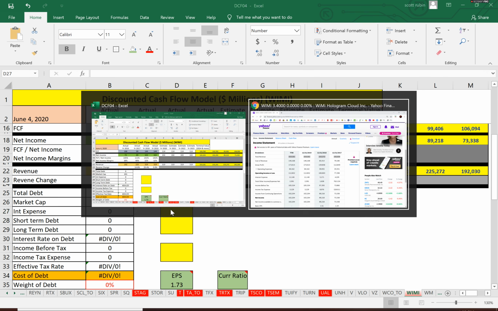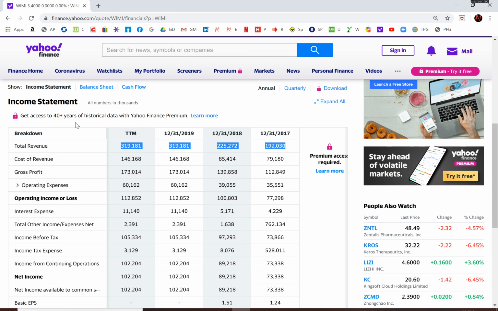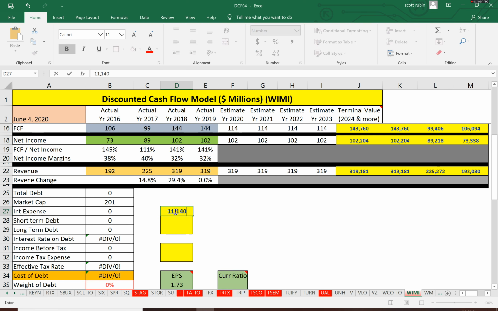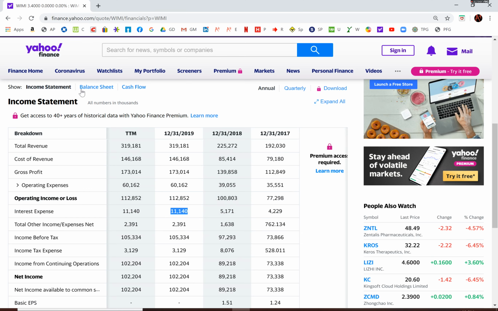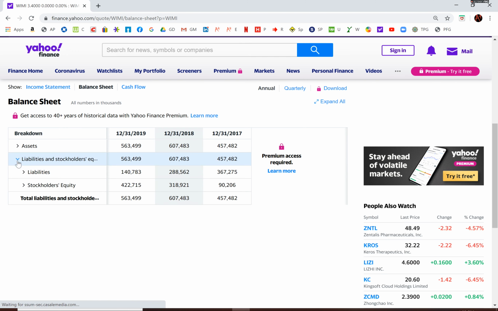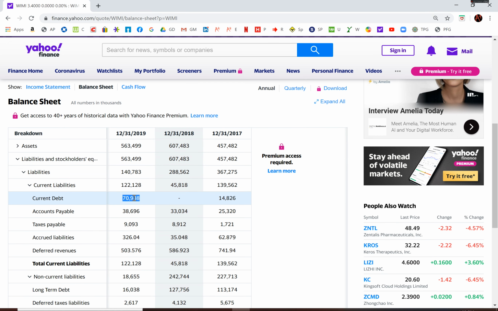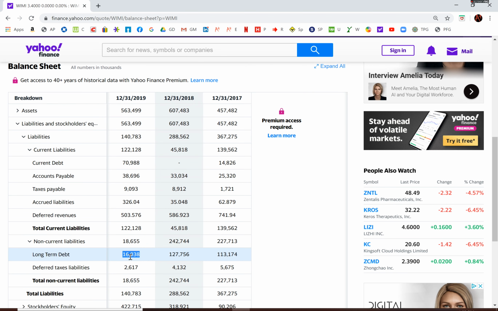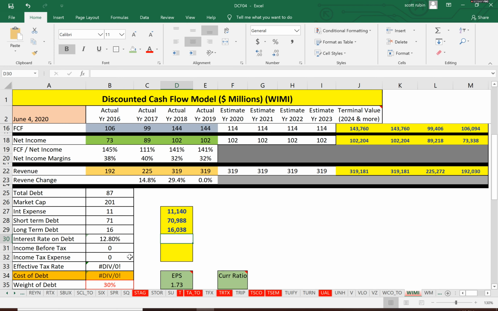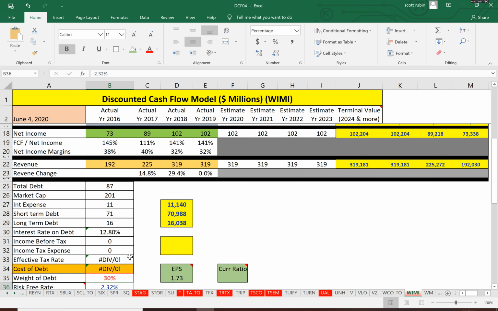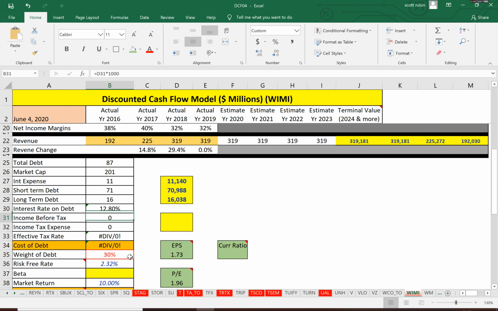Let's figure out the capital structure so we know what to discount the cash flows by. On the income statement is the interest this company pays on its debt. That's 11 million. Let's see how much debt they have. We'll go to the liability section of the balance sheet. And the current debt is 71 million. That's due within 12 months. And the long-term debt is due after 12 months. That's 16 million. They do pay a high interest on their debt, probably because they're a small company, almost 13%.